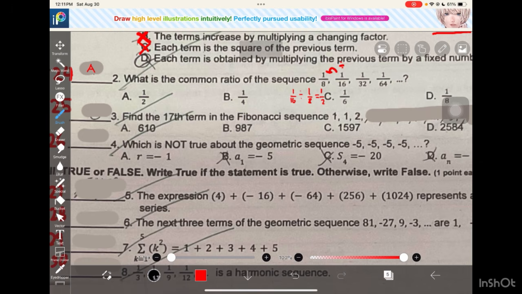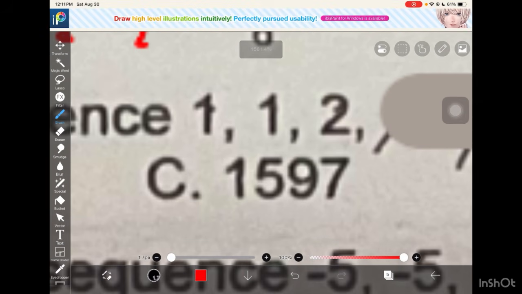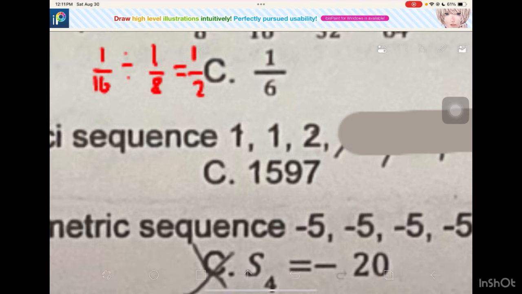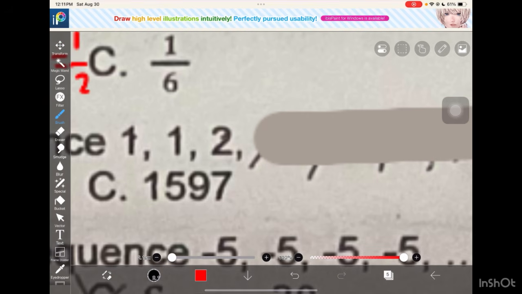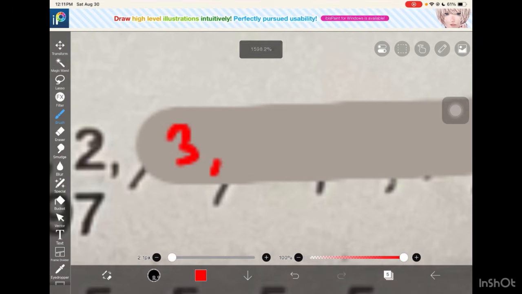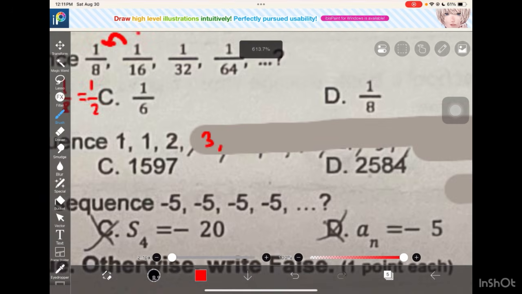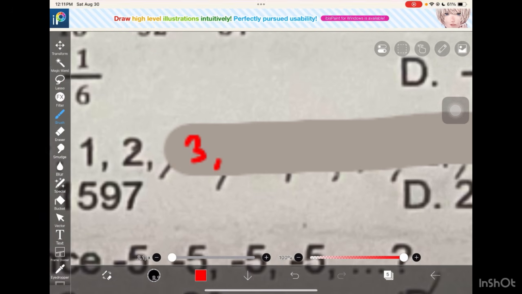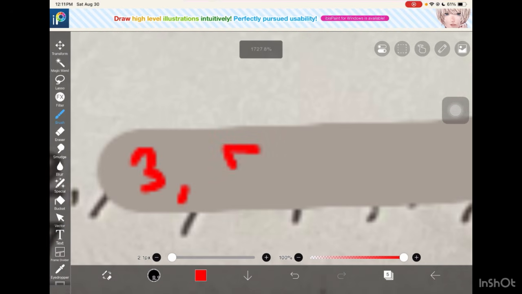Next, find the 17th term in the Fibonacci sequence. So the Fibonacci sequence is very famous. It adds the previous two terms to get the next term. So it's very simple. We just need to keep adding until we have 17 terms. We're given 3 right now. So it's going to be tedious, but let's do this together. So for the fourth term, that's 1 plus 2 equals 3. For the fifth term, 2 plus 3, that's 5.